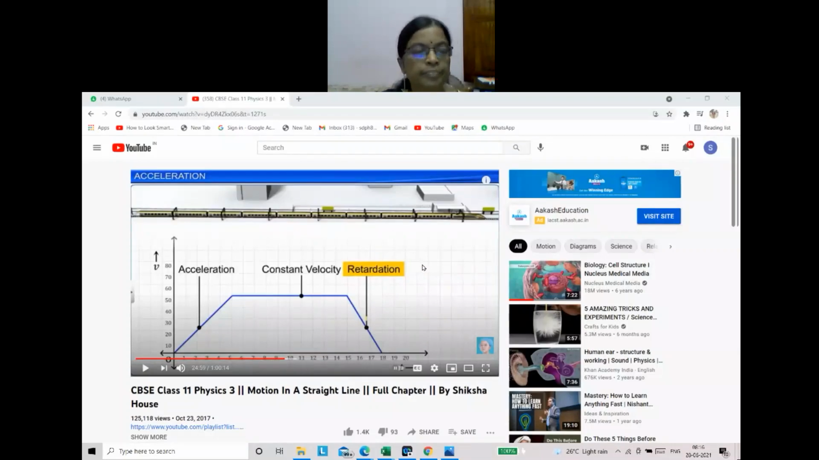So here also the change in velocities are equal in equal intervals of time, but what is the difference? Velocity is decreasing here. Velocity decreasing, what do we call that, children? Decrease in velocity is called retardation. You have studied that, no? Retardation, negative acceleration.